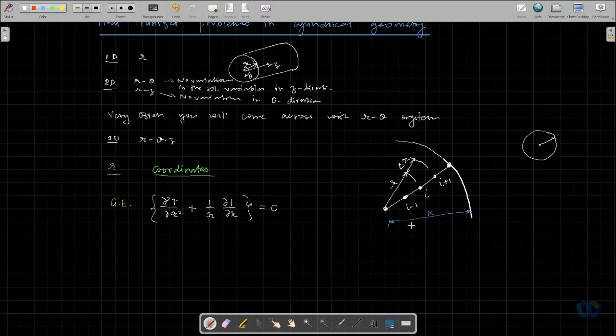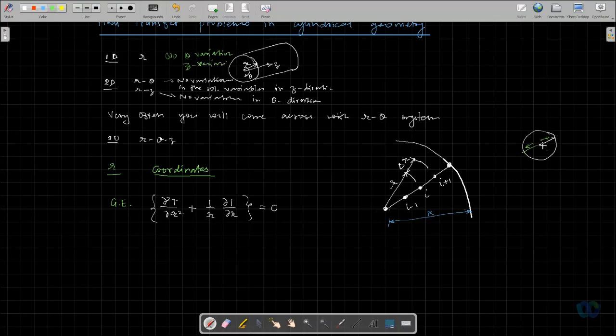Now at the center, if you extend this line here, what do you see? Whatever is varying in this direction should also be similarly varying in this direction, because it is the R variation only. There is no theta variation. What do you mean by 1D in R? There are no theta variations in the solution variable, and no Z direction variation.